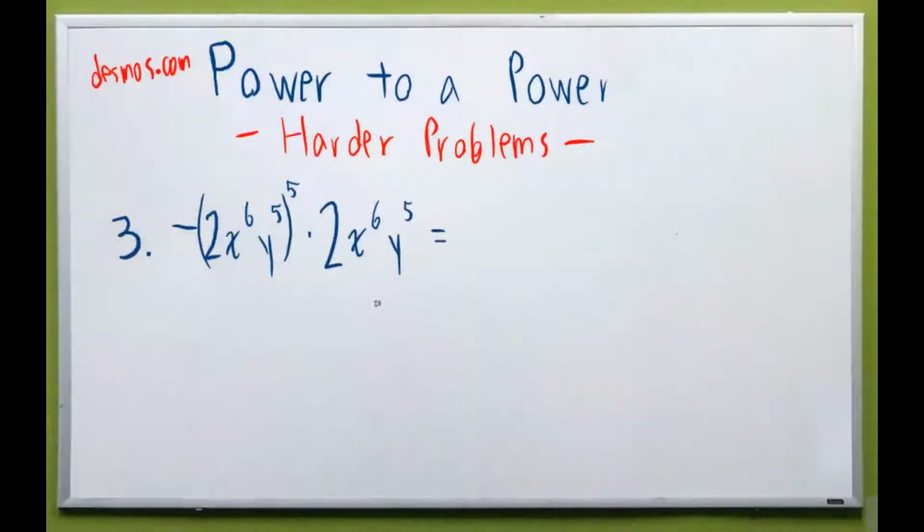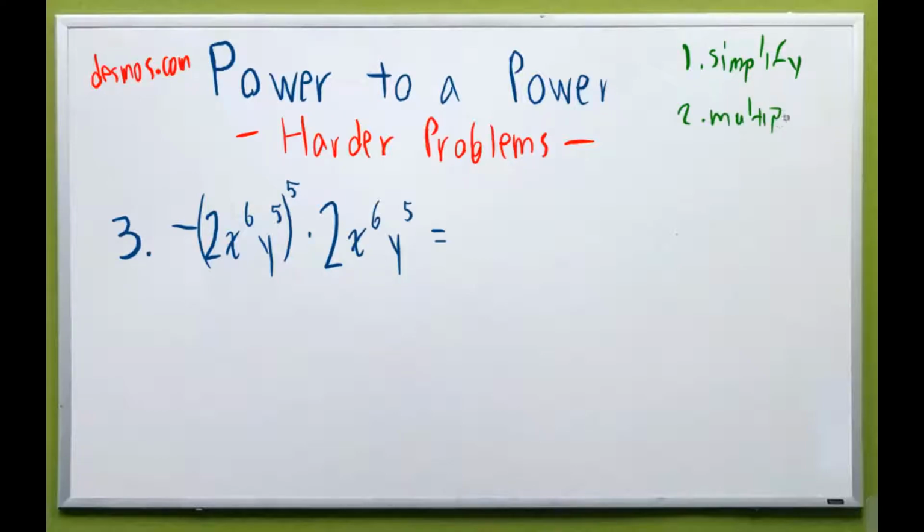Now we have the negative quantity 2x to the 6th power, y to the 5th power, all raised to the power of 5, times 2x to the 6th power, y to the 5th power. The first thing we got to do is simplify, and then multiply.